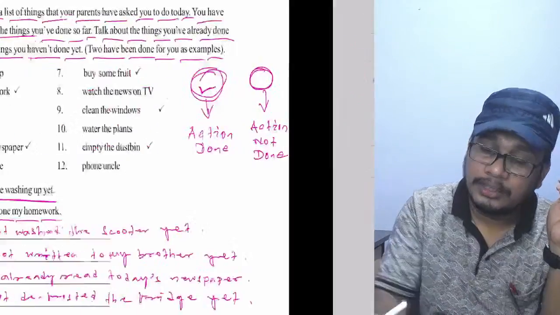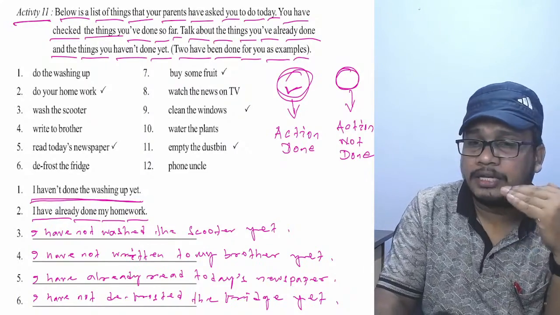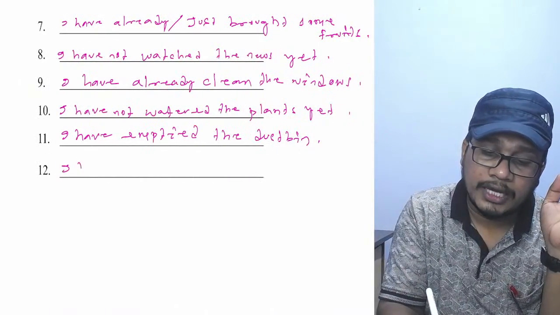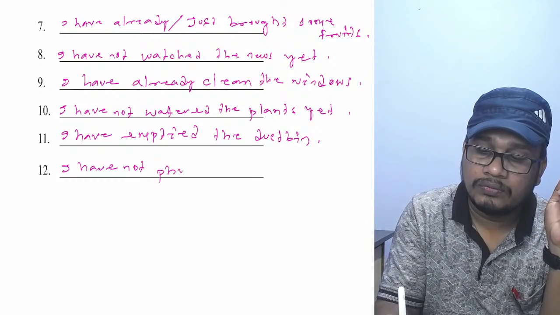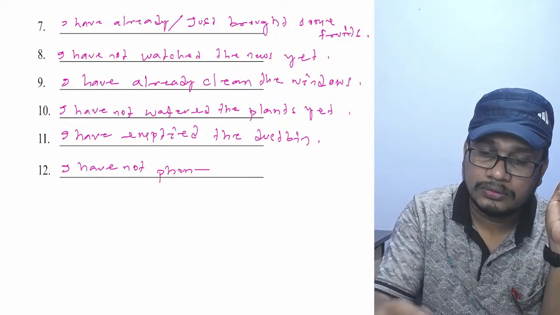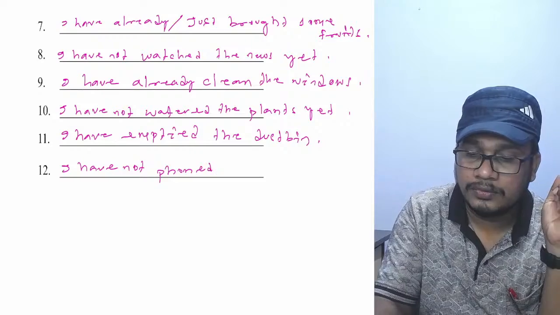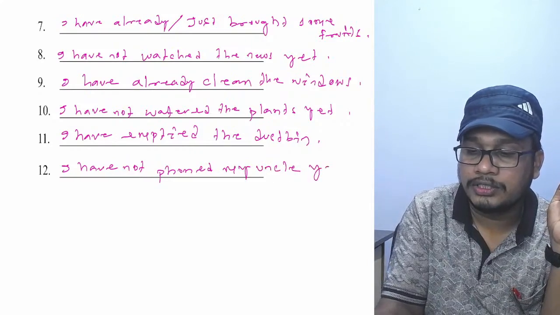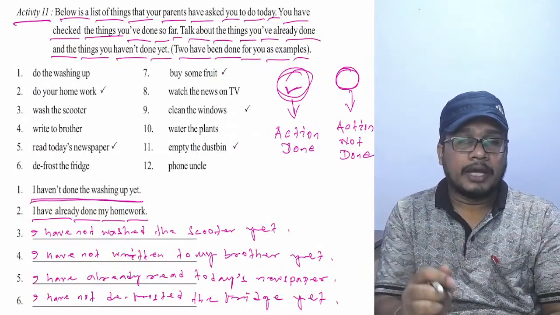Then number 12 is given, phone uncle. The tick mark is not given, which means you have not phoned your uncle yet. So you have to write: I have not phoned my uncle yet.